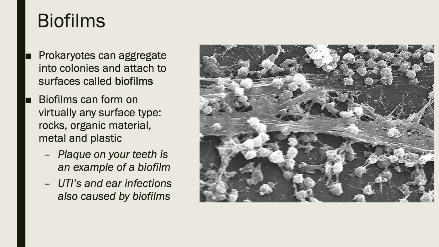Some bacteria have the ability to form a biofilm, and this is where they aggregate into colonies and attach to surfaces. Biofilms can form on anything, and they are super tough. They can form on rocks, organic material, even metal and plastic, and even our own bodies. So the plaque on our teeth is a biofilm. So of course this is why you brush your teeth, right? To remove the plaque.